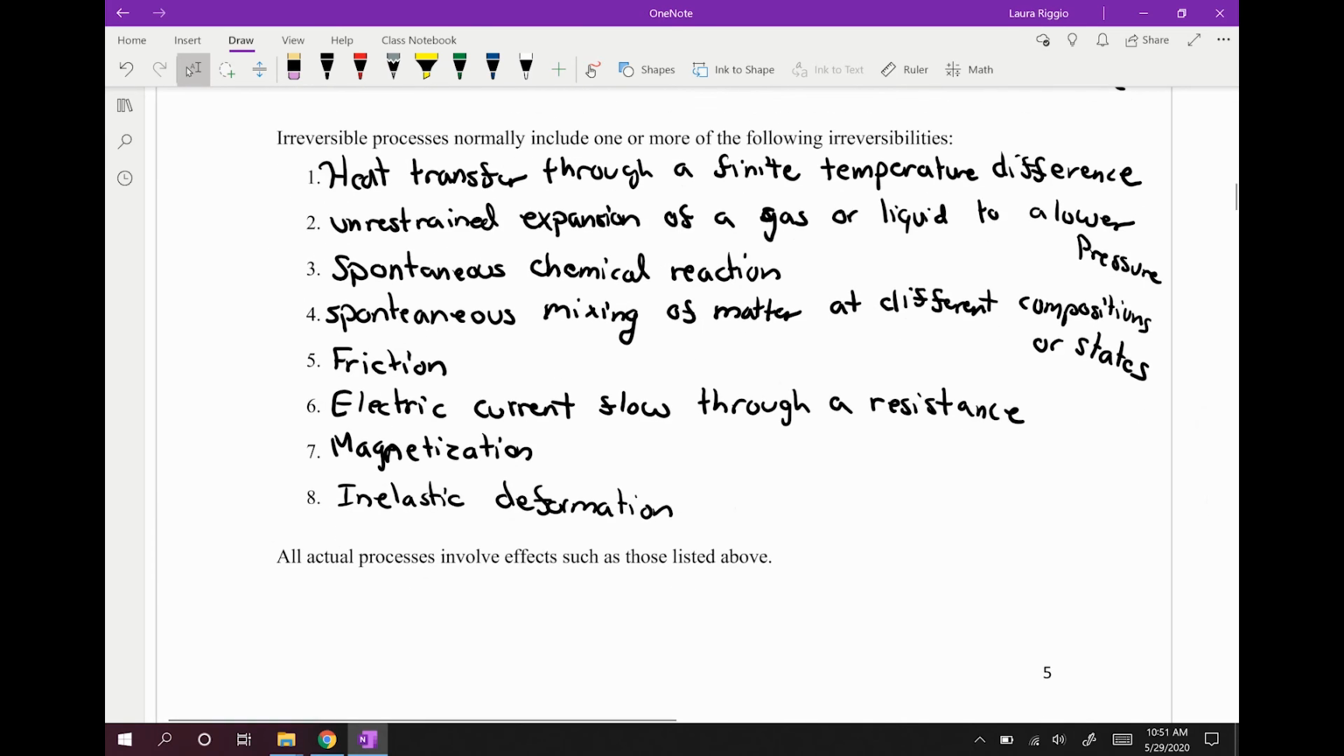Irreversibility normally includes one or more of the following things. We have heat transfer through a finite temperature difference, unrestrained expansion of a gas or liquid to a lower pressure, a spontaneous chemical reaction, spontaneous mixing of matter at different compositions or states. We have friction, electric current flow through a resistor, magnetization, and inelastic deformation. All actual processes involve some form of something listed above.